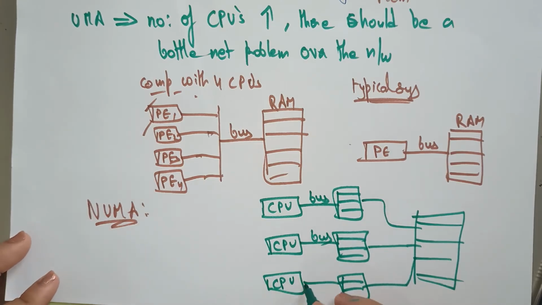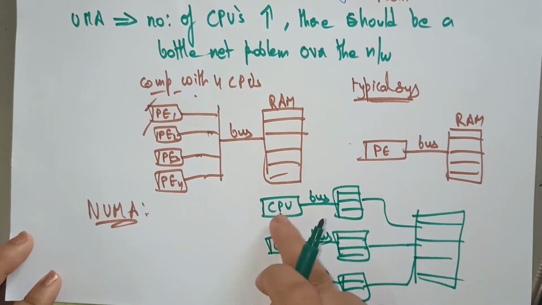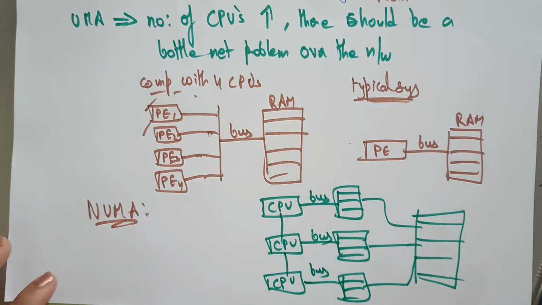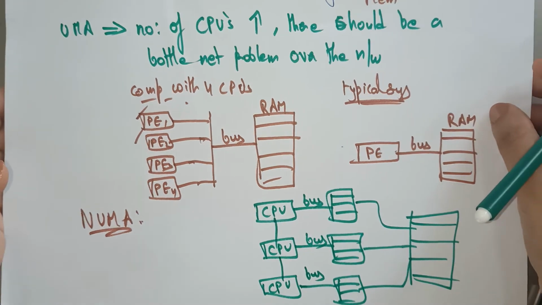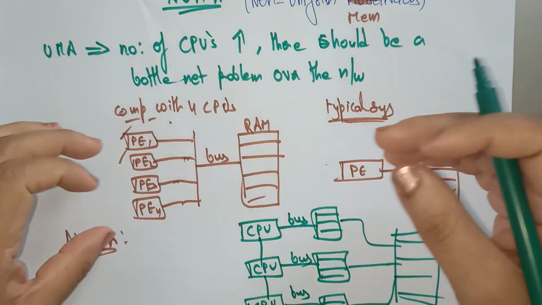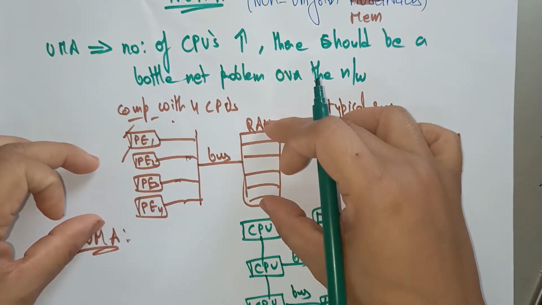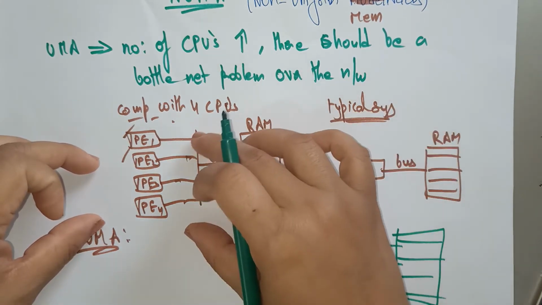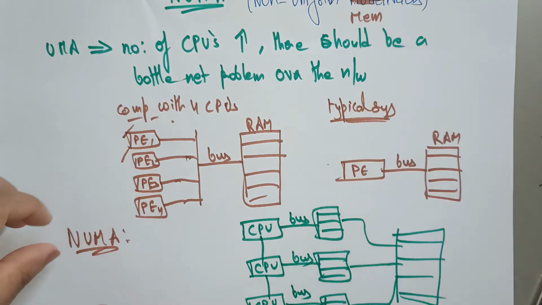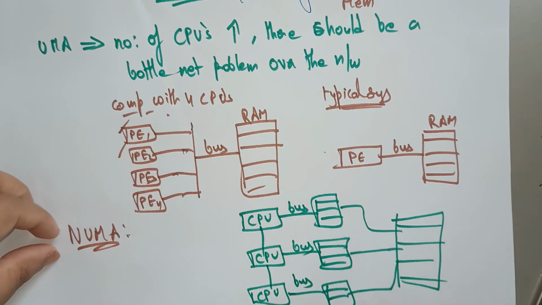Each processing element has its own memory and all are interconnected. Remember that all processors need to be interconnected. So let me explain the concept. I hope you understand what exactly NUMA is. In UMA, only a limited number of processing elements are connected by a single bus to the memory. In between, a network connection will be there, but in NUMA, each CPU has its own memory.